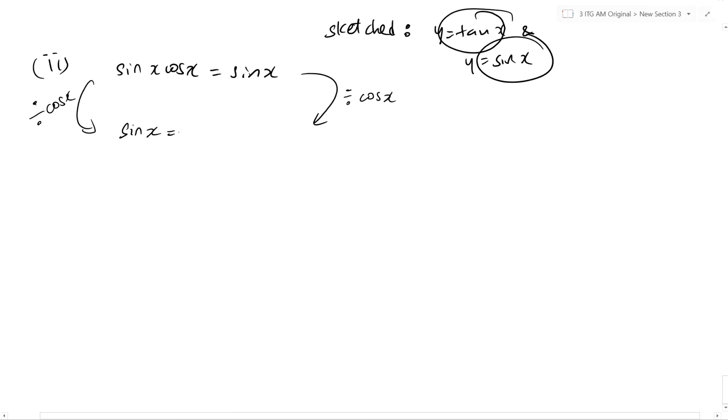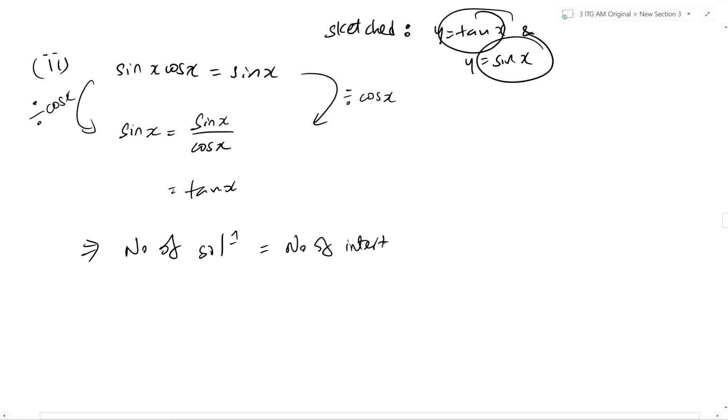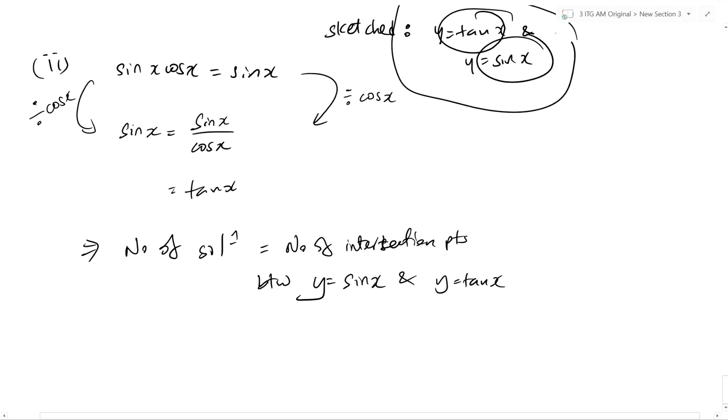So sine x equals sine x over cosine x, which is tangent x. Meaning, the number of solutions equals the number of intersection points between y equals sine x and y equals tangent x, which you have already drawn. I say it is likely to come out because last year when I set the test paper, I said something like that. I think it is a very popular question.